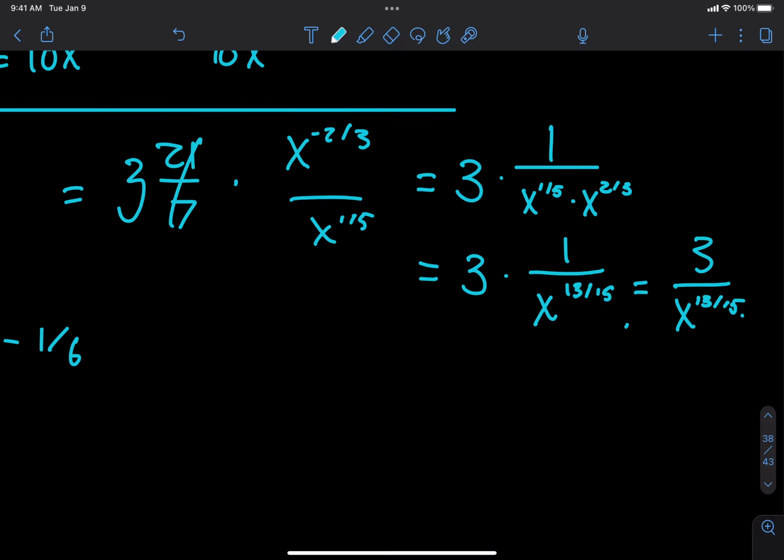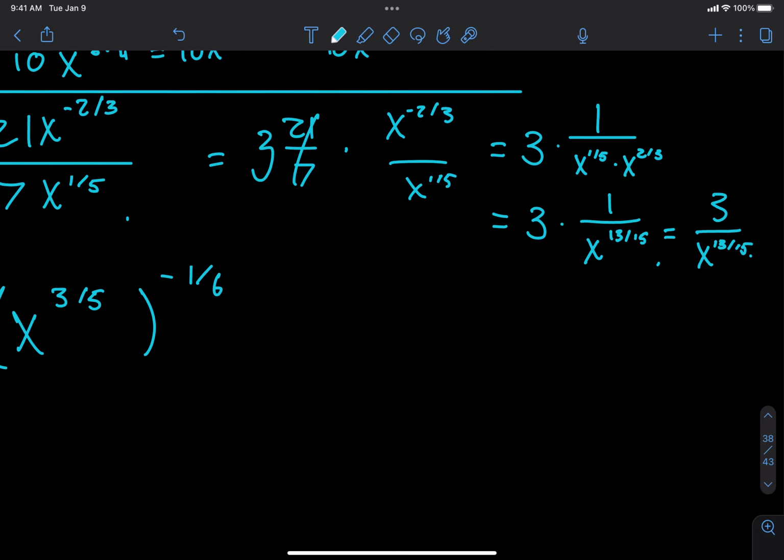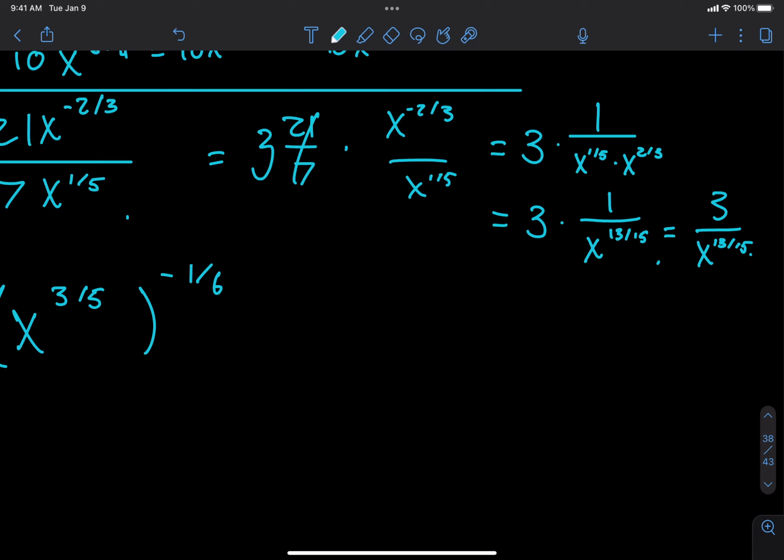Wait, wouldn't you have to take another root on the bottom? Yeah, that's a great point. We do have a root on the bottom, don't we? What do we have? We have 3 divided by the 15th root of x to the power 13.